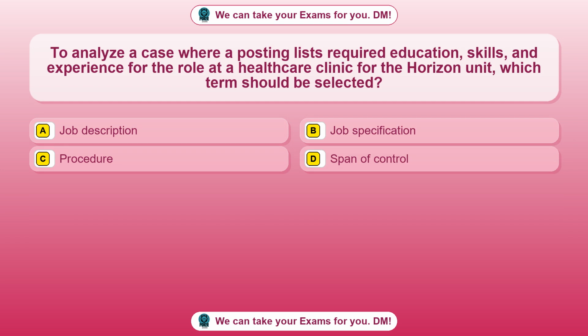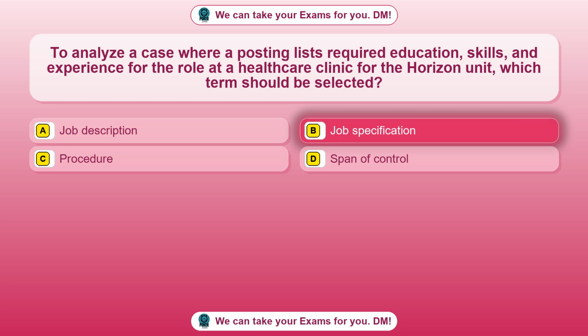Question 47. To analyze a case where a posting lists required education, skills, and experience for the role at a healthcare clinic for the Horizon unit, which term should be selected? Option A, job description. Option B, job specification. Option C, procedure. Option D, span of control. The correct answer is option B, job specification.